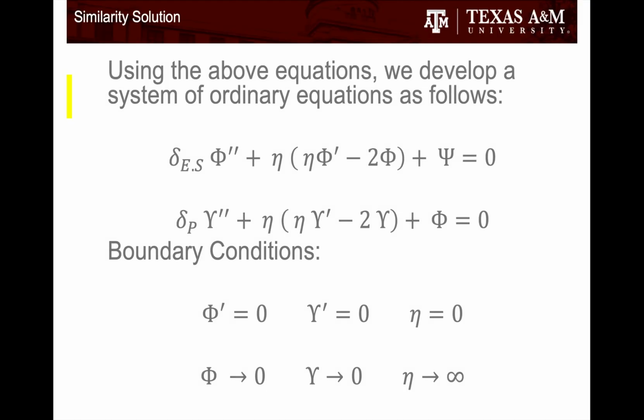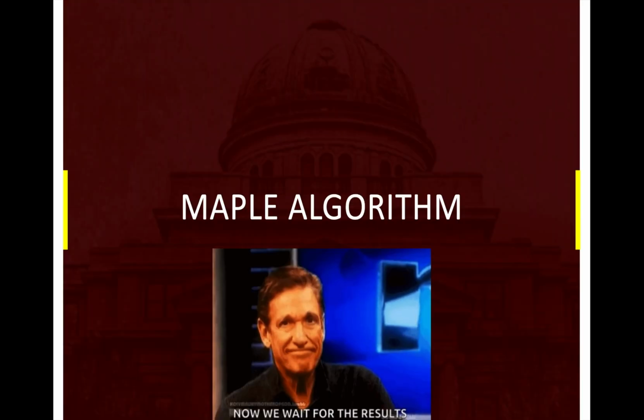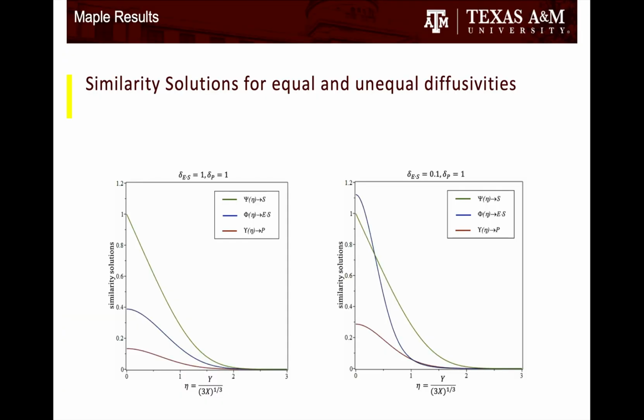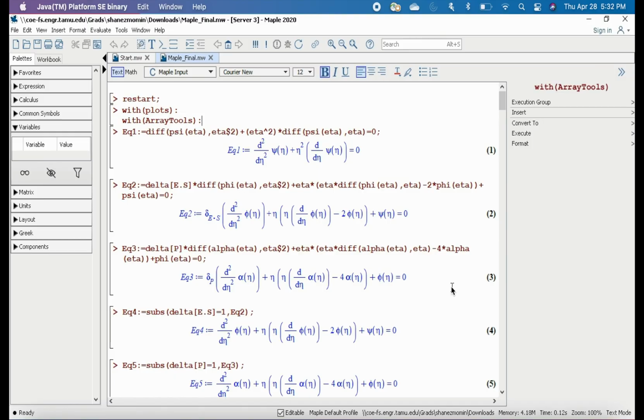Thanks, Rhythm, for explaining to us the similarity solutions and the boundary conditions. Next, we'll be moving on to the Maple algorithm and solutions. These are our results that we extracted from Maple, showing us the similarity solutions for both equal and unequal diffusivities with respect to eta. Here we have our Maple algorithm.